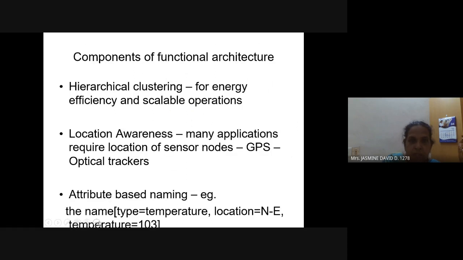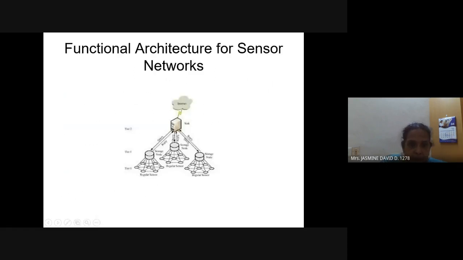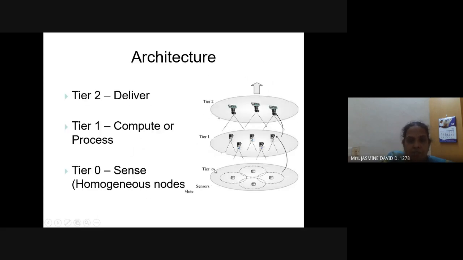If you see this diagram, this is tier 0. All the nodes are giving the information here, from tier 1 it goes to tier 2. Tier 2 is the sink node, that is the communication node. It will fuse, process or compress the data and send the information to the internet, from where the user can get the information. So this is the functional architecture of the wireless sensor network.